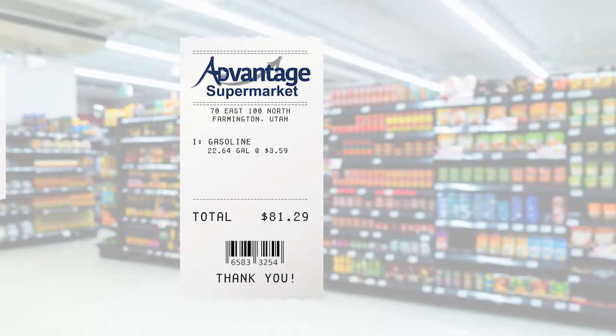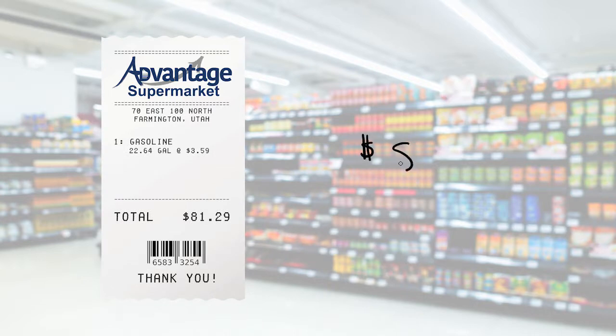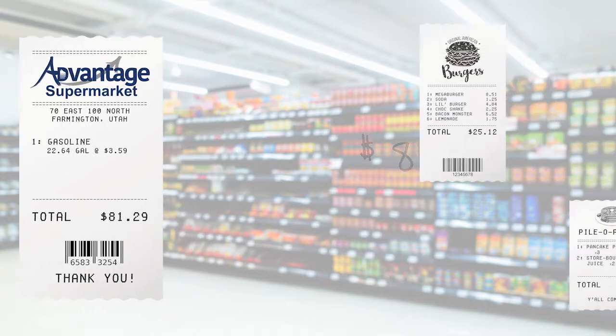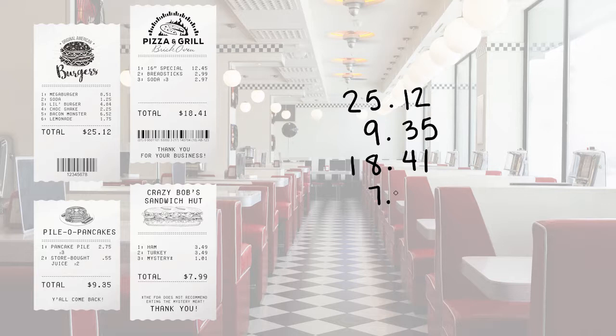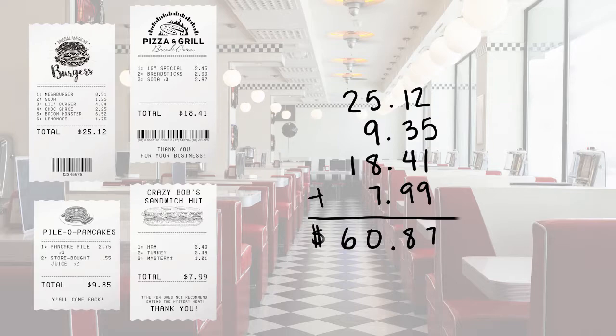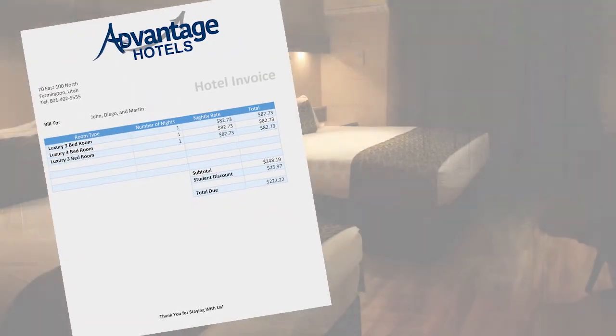The next supermarket receipt is already totaled for us. This is $81.29. The third receipt is for the restaurant bill. $25.12 plus $9.35 plus $18.41 plus $7.99 equals $60.87.